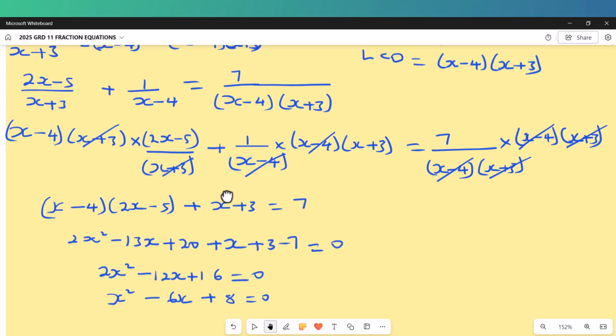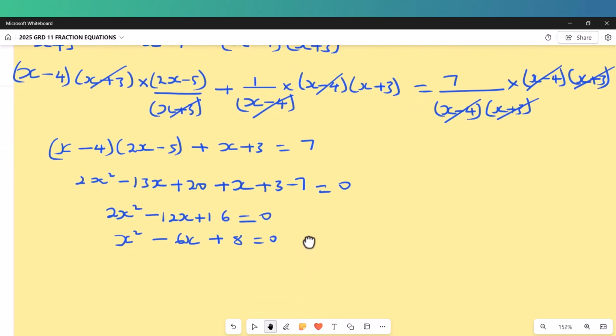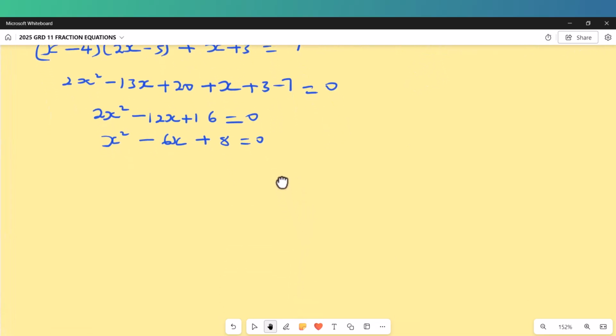Okay, so now, what are the factors here, guys? Two numbers that multiply to get positive 8, but when you add, you get negative 6. So such numbers are going to be what? We're going to have minus 4 and minus 2 equals to 0. So from here, we see that x equals 4, because we're setting each bracket to 0, no? X equals 4, or x equals 2.